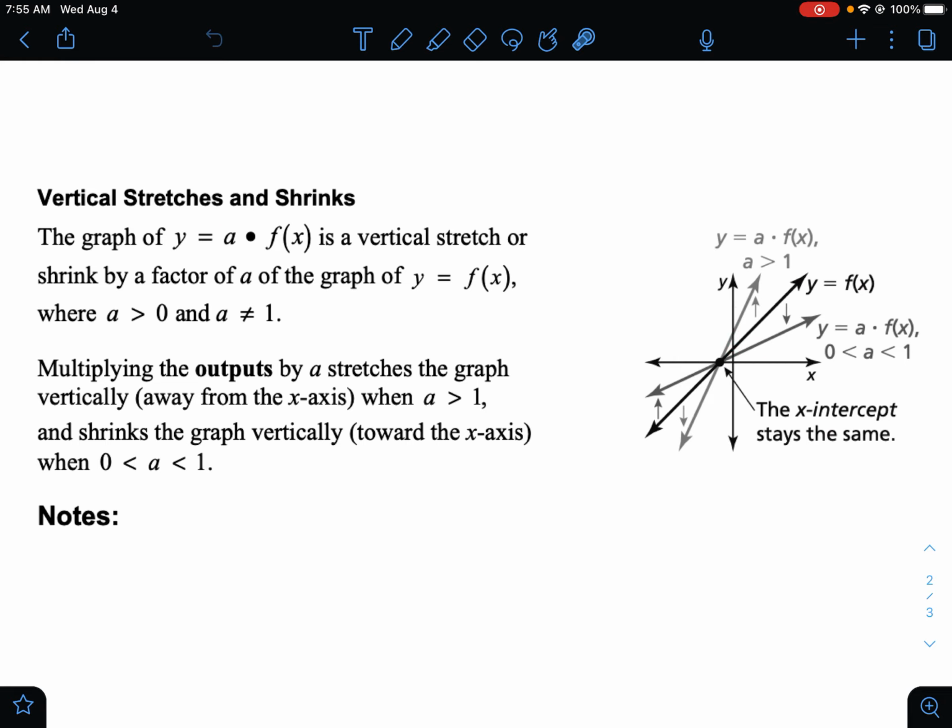If the a factor is a fraction or a decimal, meaning it's less than 1, like 0.5, 3/4, 1/2, anything like that, then it's going to get more shallow. Okay, that's what this means. If it's between 0 and 1, less than 1 here, it's going to become more shallow, more flat. If it is greater than 1, you'll see it become more steep.